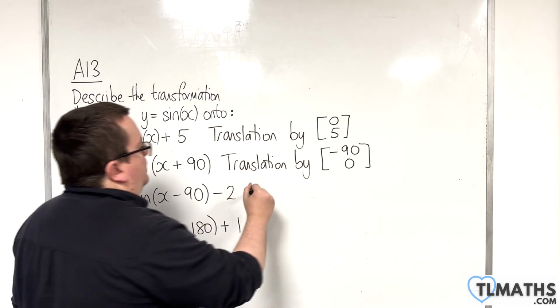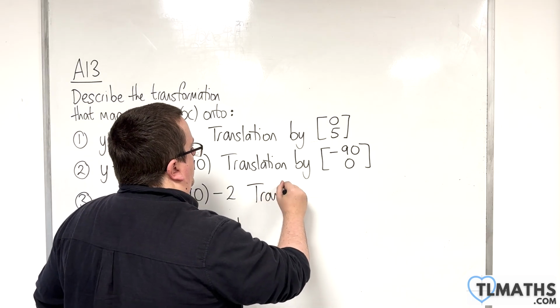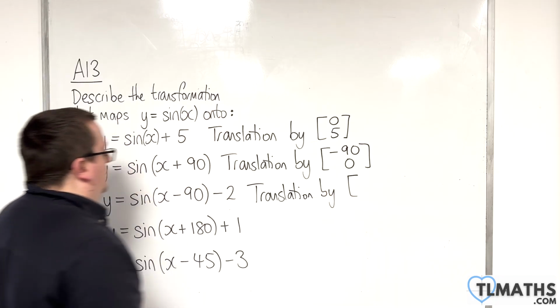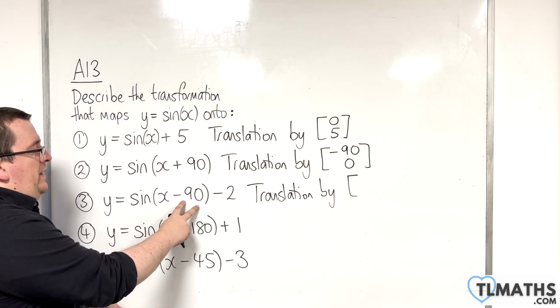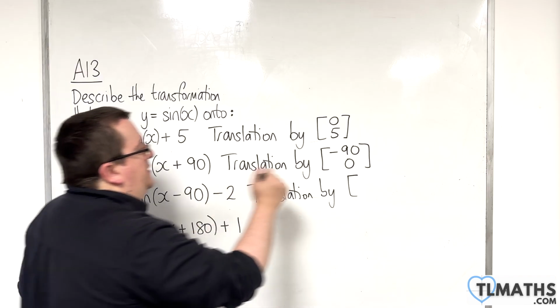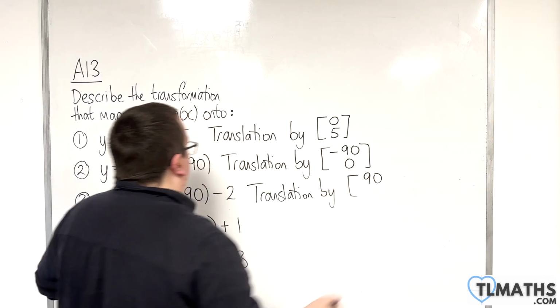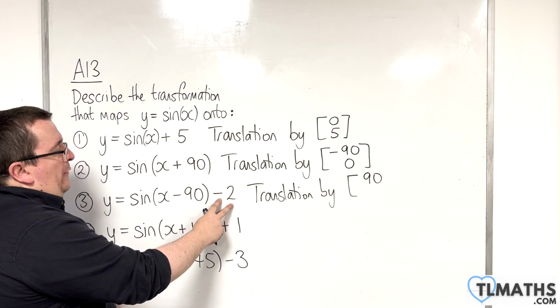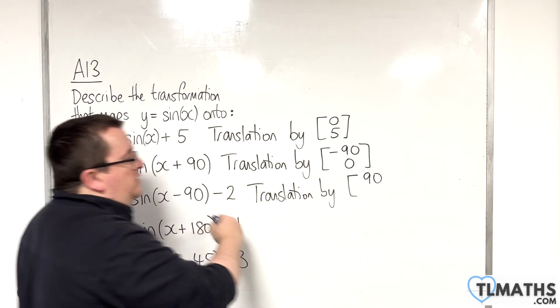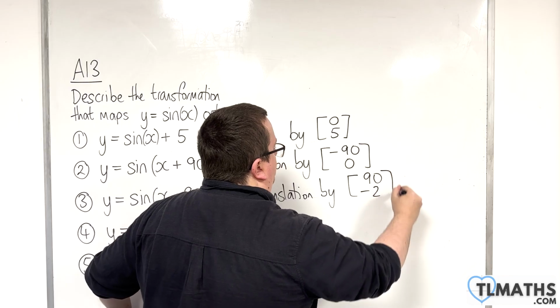Number 3. We have minus 90 on the inside, that affects the horizontal direction, and it's the opposite to what you expect, so that is positive 90. And we have negative 2 on the outside, that affects the vertical direction, and that is as you expect, so that's negative 2.